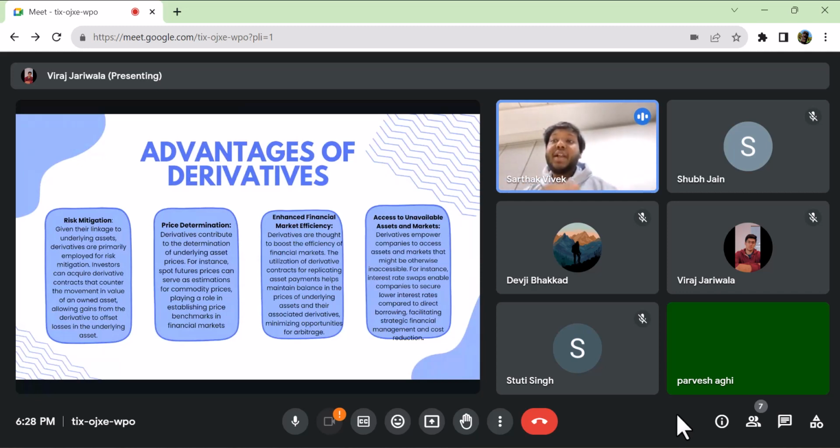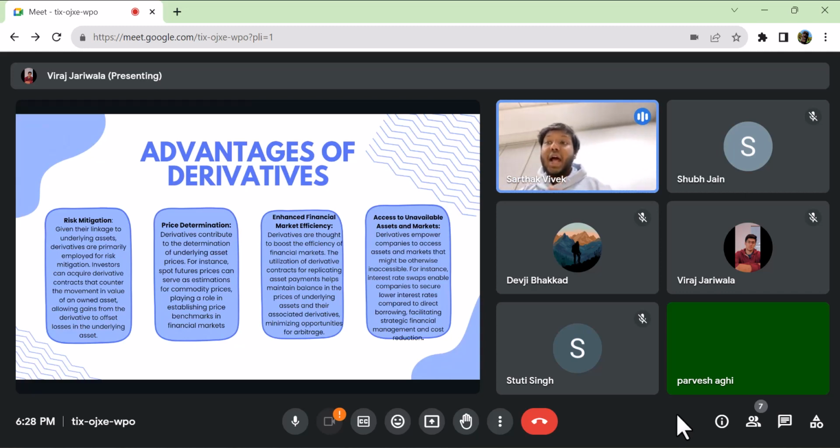Then we have enhanced financial market efficiency. Derivatives are thought to boost the efficiency of financial markets through the utilization of derivative contracts for replicating asset payments. So basically, derivatives replicate the asset payments, and it makes the market more efficient by minimizing the opportunity for arbitrage.